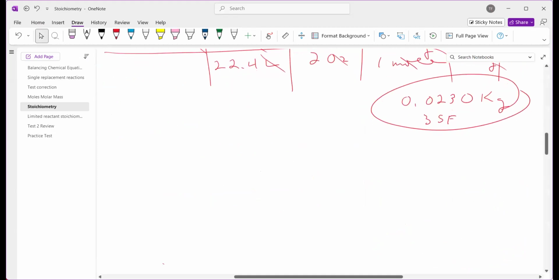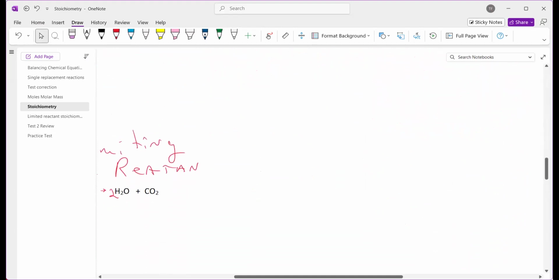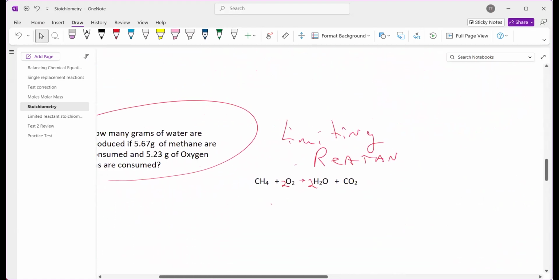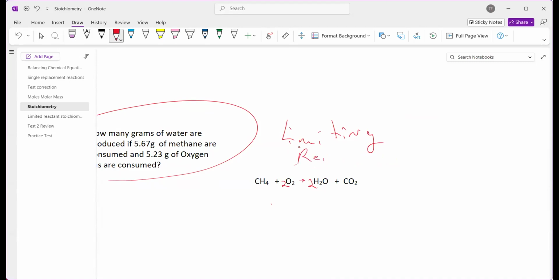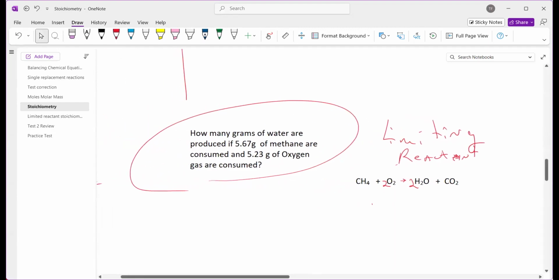All right, so let me show you what a limiting reactant problem looks like. Now, what we've been doing today so far, we've had how many givens per problem? 1. If you have more than 1, things get complicated. And one of the givens limits the reaction.